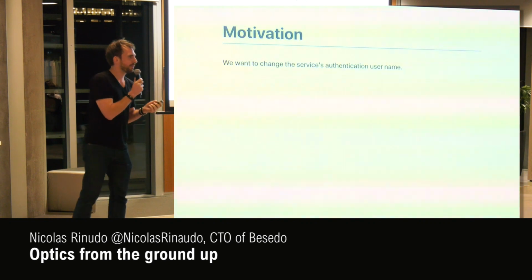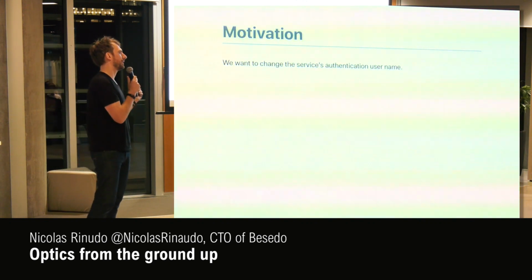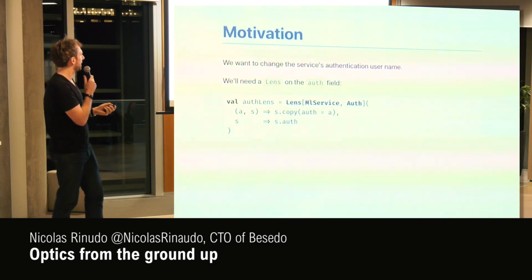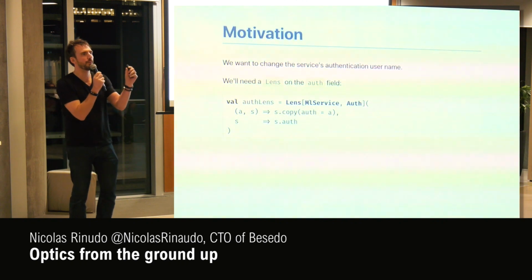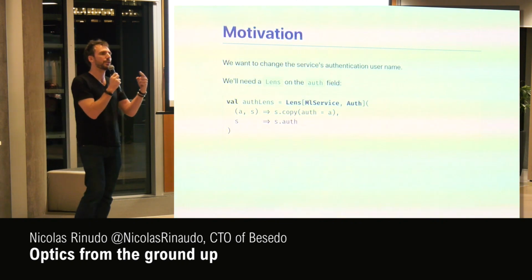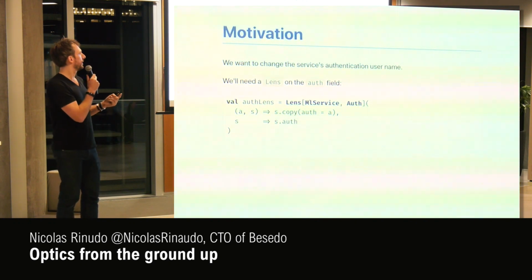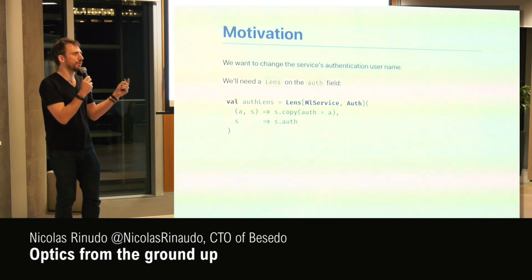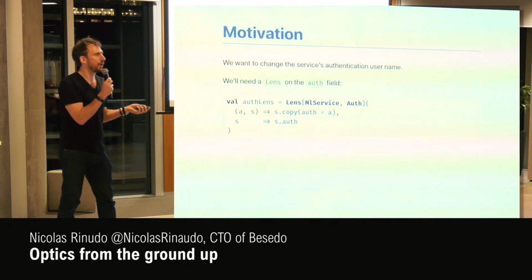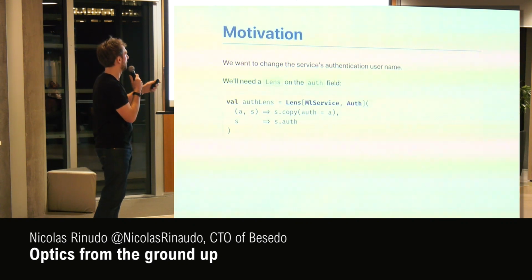So the way we have motivated lenses was by trying to modify the classifier name within an ML service. Now let's try to do something slightly different. I don't know if you remember, but in ML service we had the classifier, but we also had the authentication mechanism, which could be either a token or a login composed of user and password. What if we wanted to modify the username part of the authentication login?